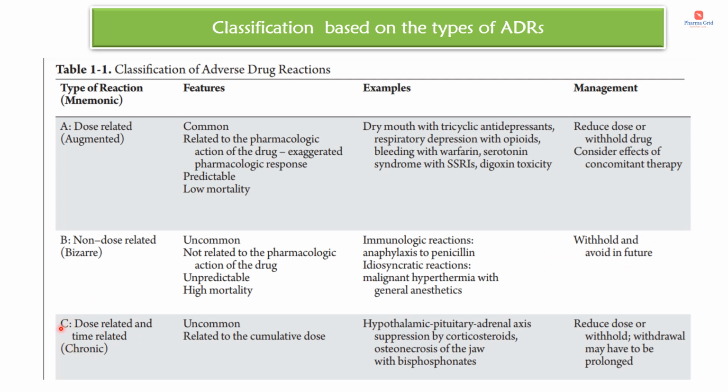Next is type C. Type C stands for chronic. Chronic in the sense dose related and time related, due to the chronic use of a particular drug. Features include that it is uncommon and related to the cumulative dose. Examples include hypothalamic pituitary adrenal axis suppression by corticosteroids, then osteonecrosis of the jaw with bisphosphonate. Okay, so these types of reactions occur mainly due to the chronic use of a drug. So management options include reducing the dose or withholding, then withdrawal may have to be prolonged.